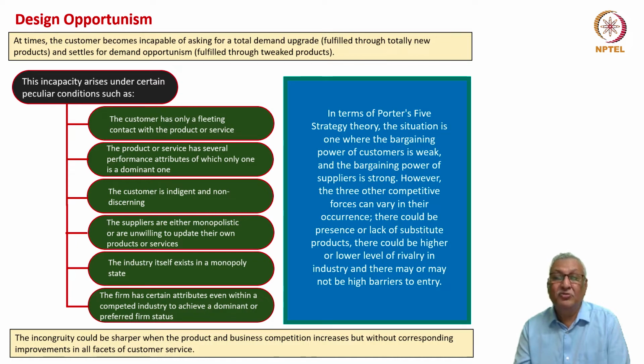In terms of Porter's five forces theory, the situation which I have described is one where the bargaining power of customers is weak and the bargaining power of suppliers is strong. However, the three other competitive forces can vary in their occurrence. There could be a presence or lack of substitute products. There could be higher or lower level of rivalry in the industry, and there may or may not be high barriers to entry. This incongruity could be sharper when the product and business competition increases, but without corresponding improvements in all facets of customer service.